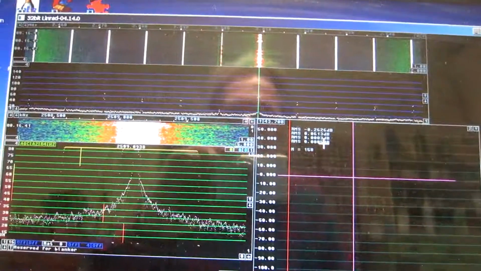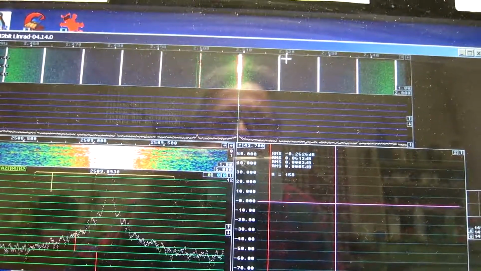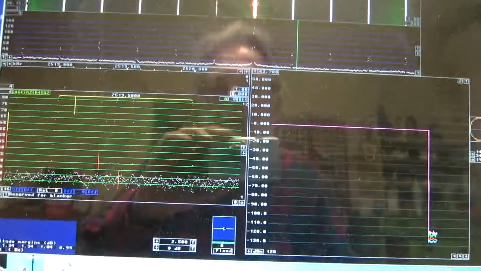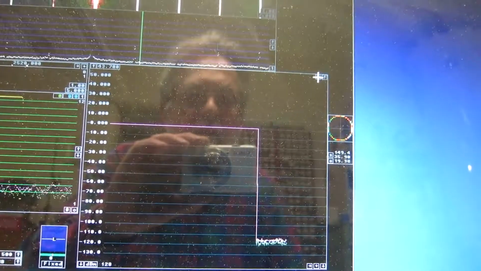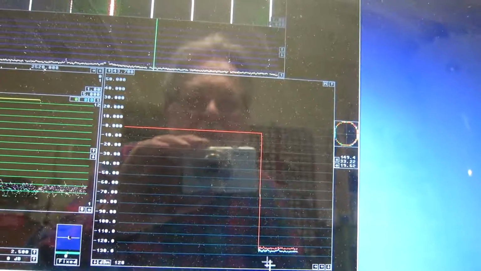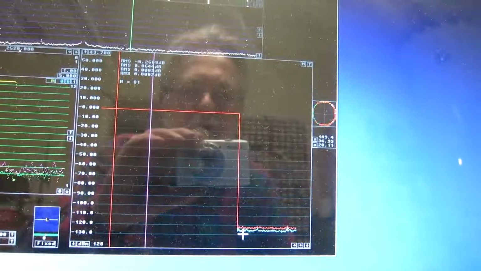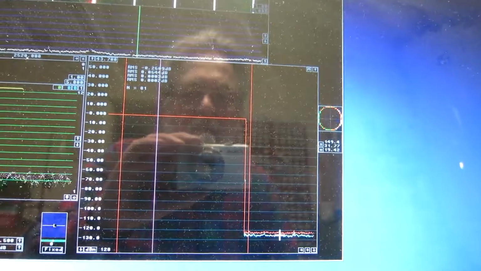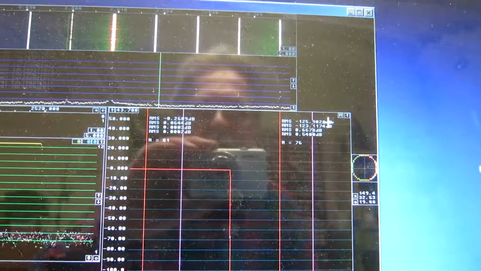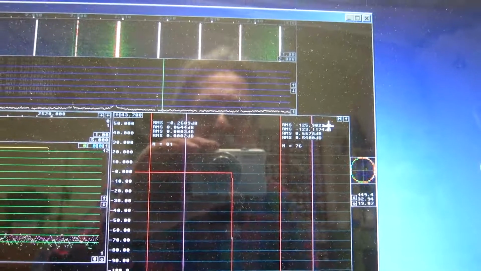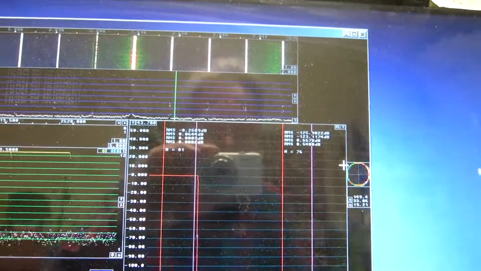I listen 10 kilohertz from this frequency, 2519 here, and I want the RMS power. I mean, here we had 0, and here we have minus 126 dB in the first channel and minus 123 in the second.